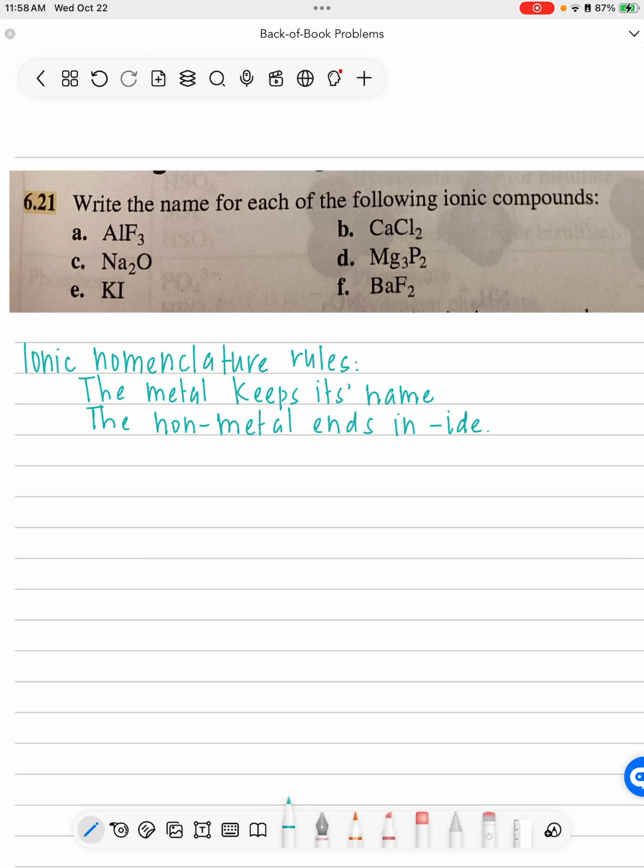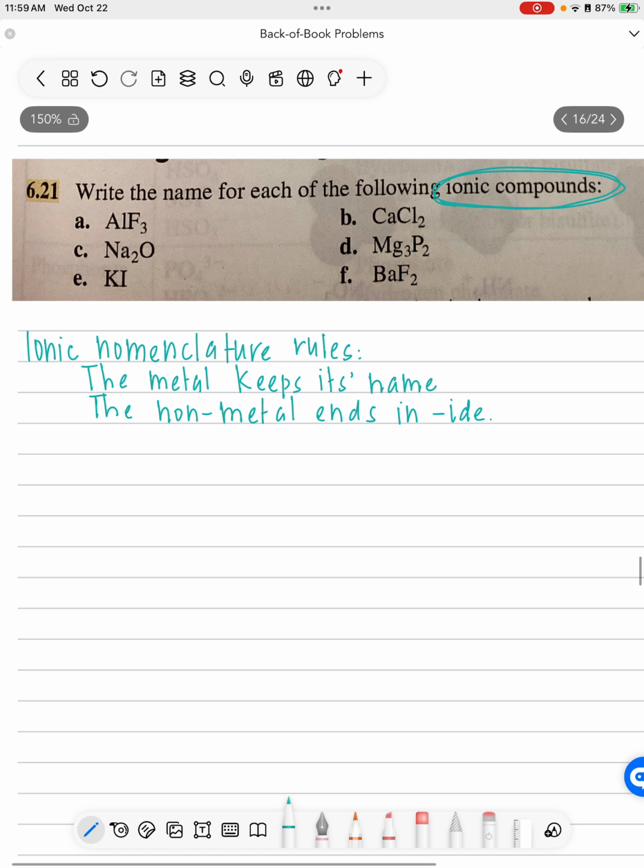So this question is comparable to your 6.20 and 6.22. We just need to write the name for the following ionic compounds. So ionic compounds are between a metal with a fixed charge, there's no transitions, and a nonmetal. So remember, ionic compounds are a metal and a nonmetal compound.